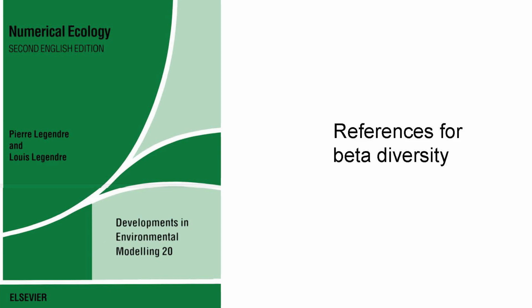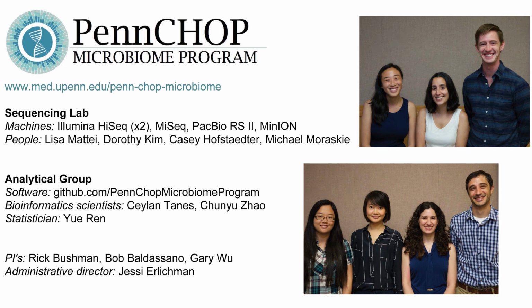All right, this is the book. For further reading, go here. It's a fantastically thick book. These are the people in the Penn Microbiome program. Chunyu and Jaylon are bioinformaticians at large, so they'll work on a bunch of different projects. Yuan is a statistician, and we work with her on one of our big projects, and then we have a full staff at the sequencing lab who can help with experimental considerations.